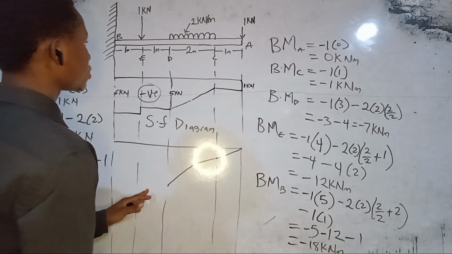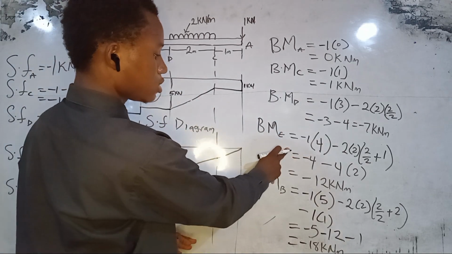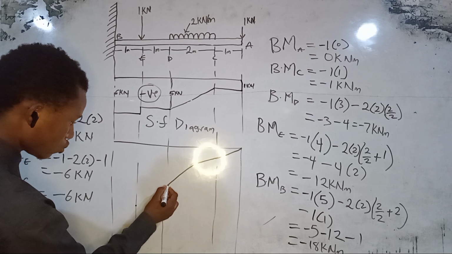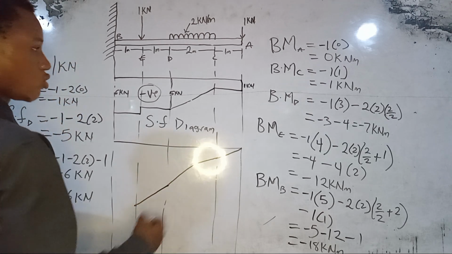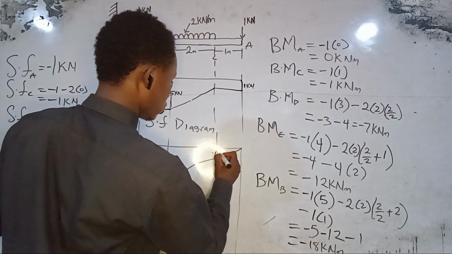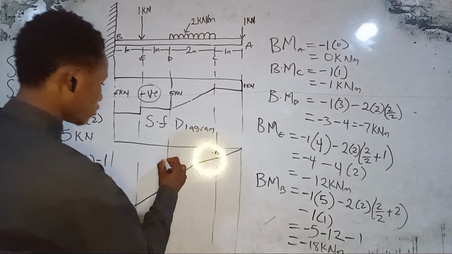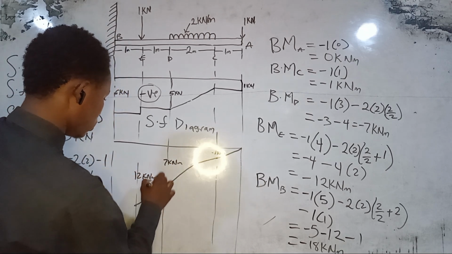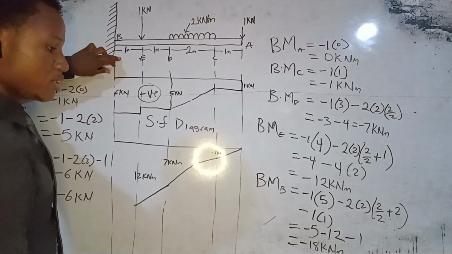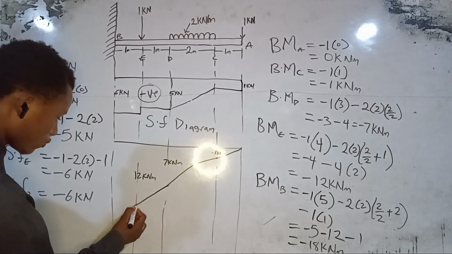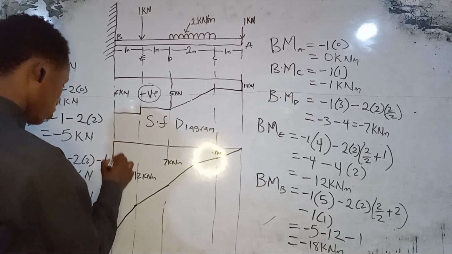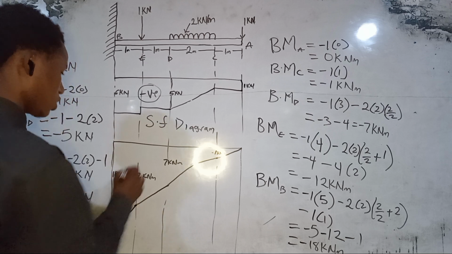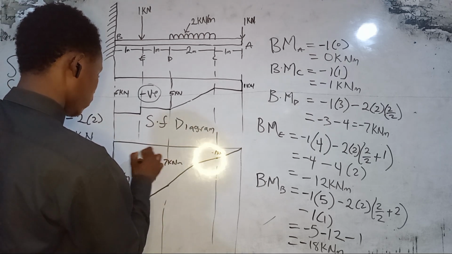Then our bending moment at E is minus 12 kilonewton meter. So we draw our straight line at minus 12. Let me put, we have 1 kilonewton meter, here we have 7 kilonewton meter, here we have 12 kilonewton meter. And our bending moment at B is minus 18. So you can have something like this. Here will be 18 kilonewton meter, where everything is negative.